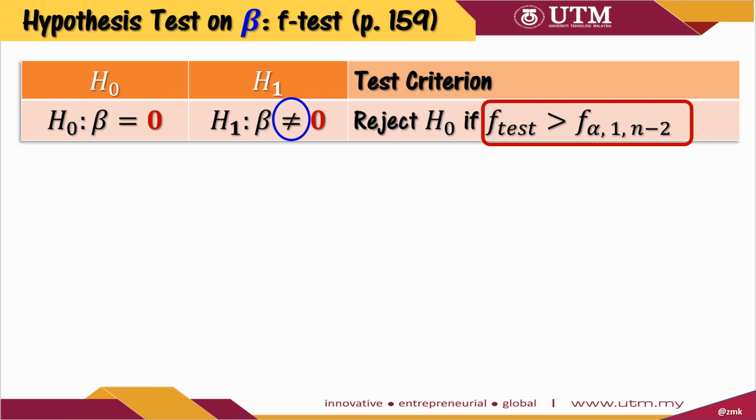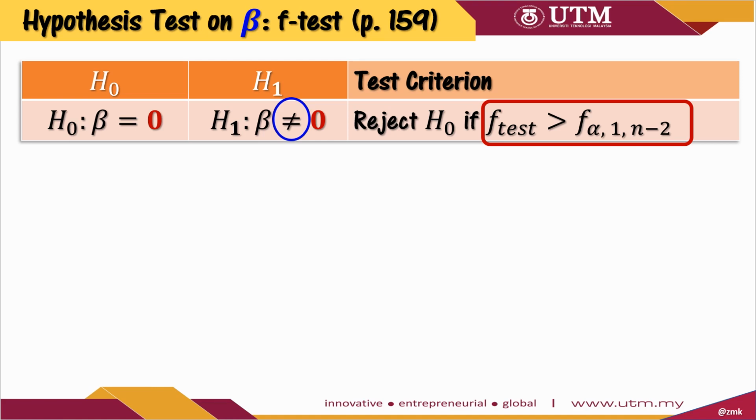Please note that you do not have two critical values or two critical regions, although you have a two-sided test here. You only have one rejection rule, where the rejection region is only one, which is on the right of the F distribution. Now, how do you find the F-test statistic?